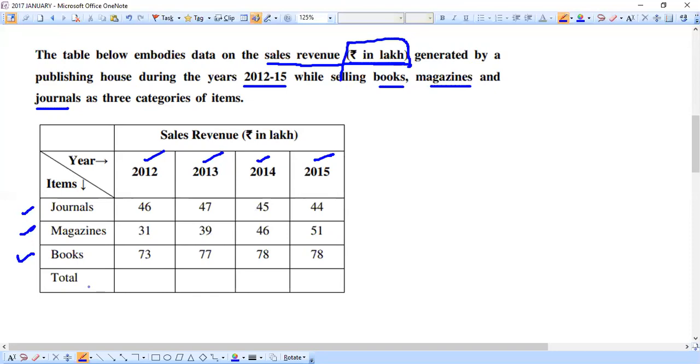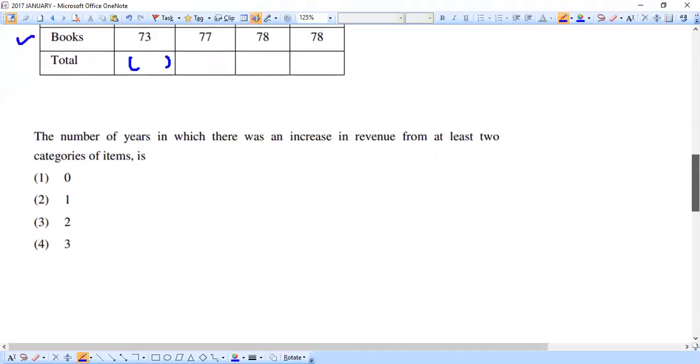And there is one empty 4th row here which states total. Actually, this total corresponds to the total sales revenue made for that year with all these 3 categories, right? So if I want to find 2012's total, we just need to add 46 plus this 31 plus this 73, and put it here. But let us not do that now, because we just go see the questions. If it is necessary, we can do that. Fine. Now we are clear with what we have in the table. It's time for us to move on to the questions.